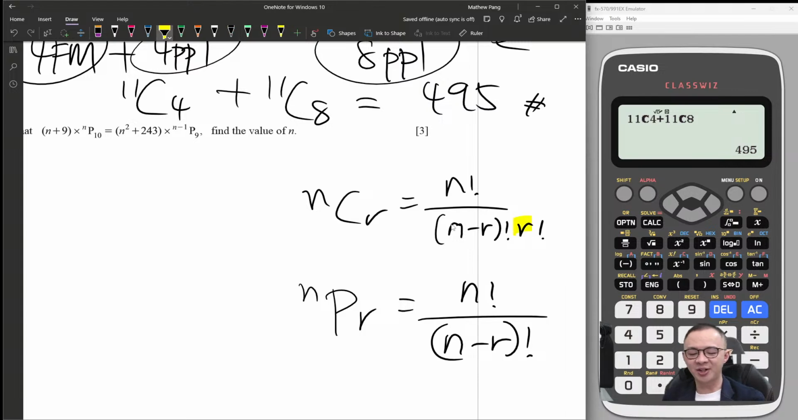For combination, they have an extra r factorial. You need to divide by the r factorial. But for the nPr, you don't need to do that. But the rest, they are the same. So in the exam, if you couldn't memorize the nPr, you go to refer to the nCr formula on the first page and cancel the r factorial. You get the idea? Yes? Alright, then let's do it.